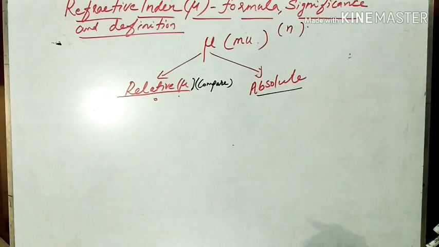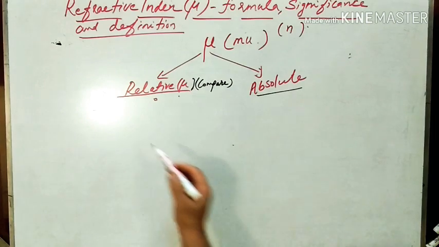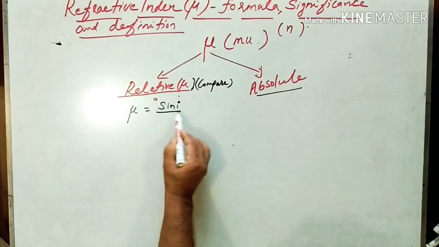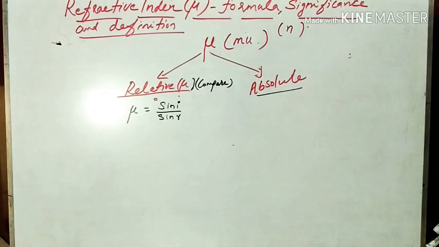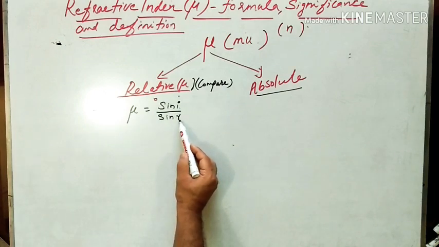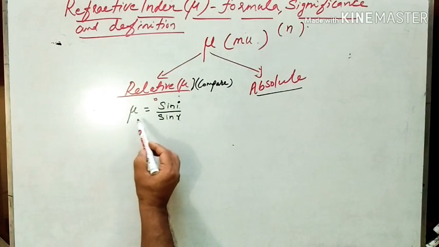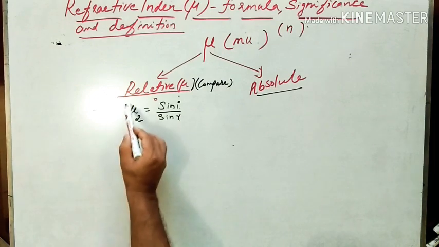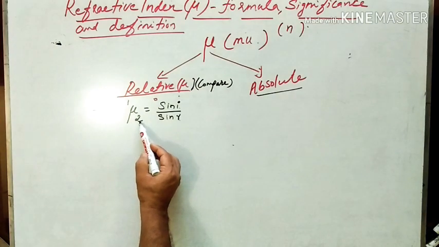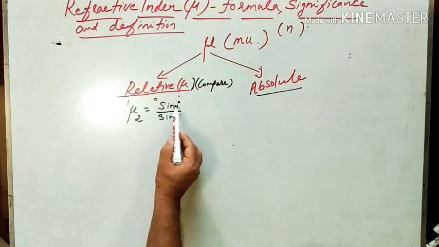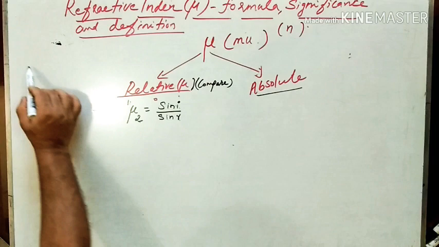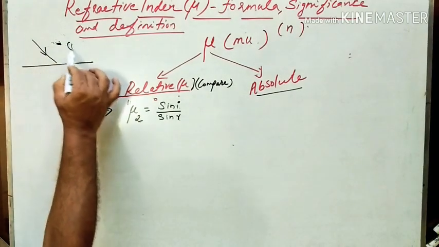In Snell's law, Willebrord Snell suggested that the refractive index of a medium, mu, is equal to the sine of the angle of incidence to the sine of the angle of refraction. The sine of the angle of incidence in the first medium to the sine of the angle of refraction in the second medium. So in that case we write the refractive index of the second medium with respect to the first medium: the relative refractive index of the second medium with respect to the first medium. Sine of angle of incidence in the first medium, sine of angle of refraction in the second medium. Please remember this.